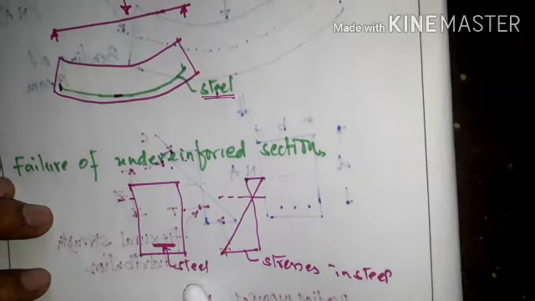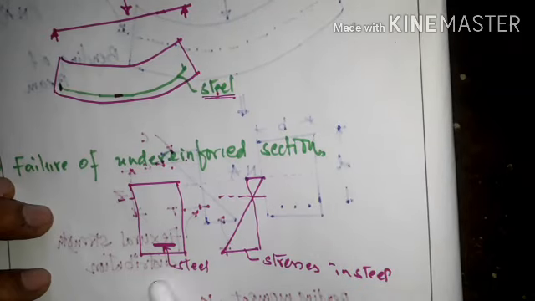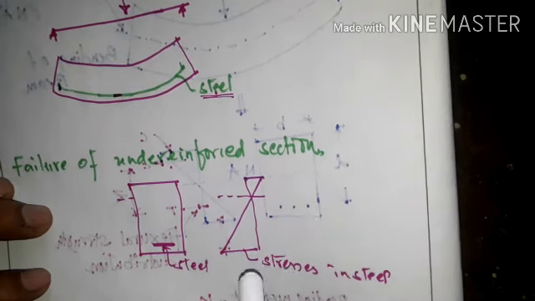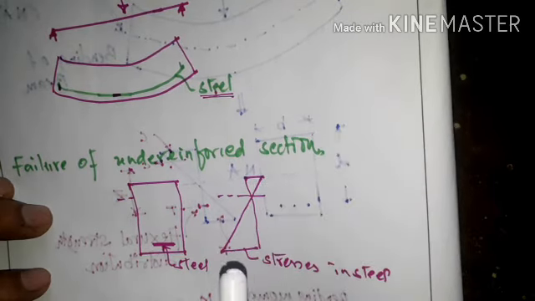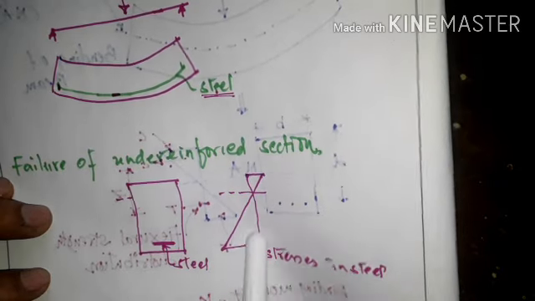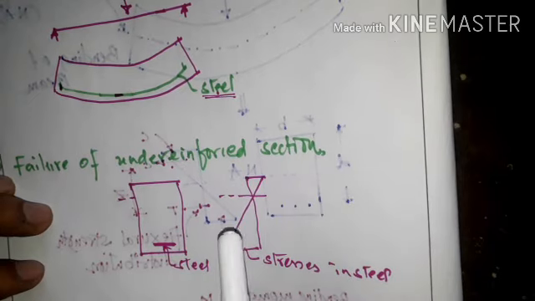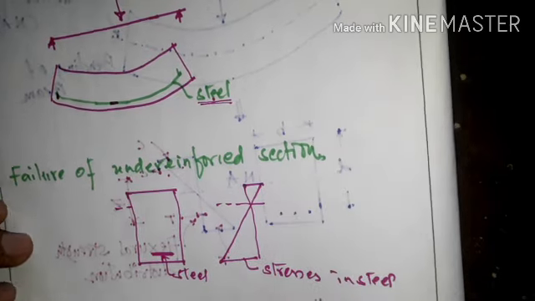So in this case what we did, we have provided extra steel, more than the minimum steel. So what will happen, the stresses in the steel will reach its ultimate value and the failure will take place because of crushing of concrete. Understood? So the next failure is called the over reinforced section.